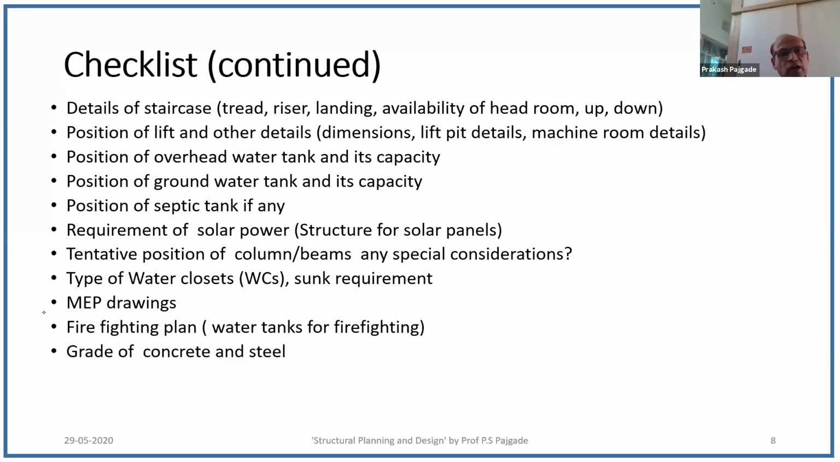Then grade of concrete and steel. Now instead of going for the minimum grade M20 and Fe415, it is always better to go for a higher grade of concrete. In the case of a higher grade of concrete, the increase in cost per cubic meter will be very low, but there will be a lot of saving, because a lesser cross-sectional area will be required for the columns, and the amount of steel required will be less.